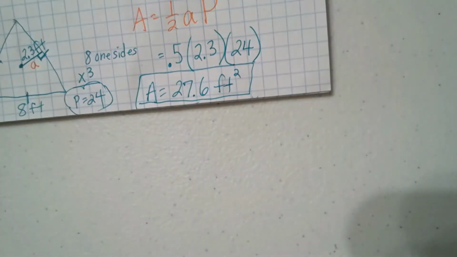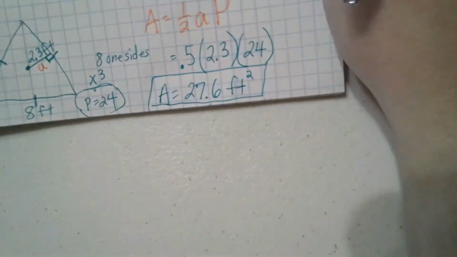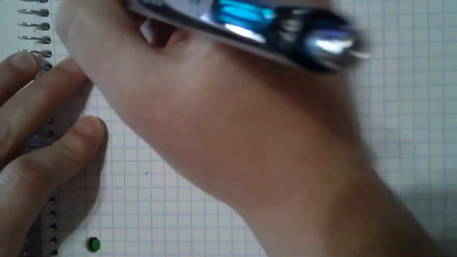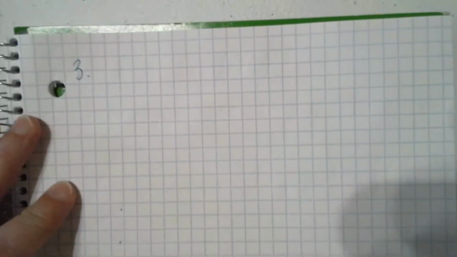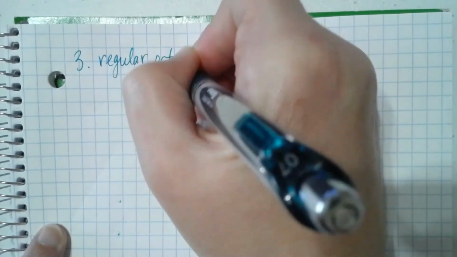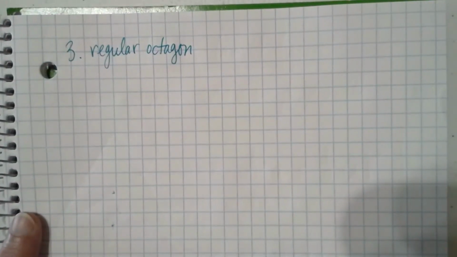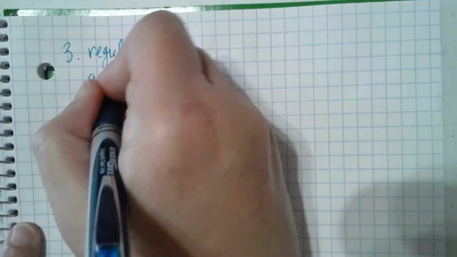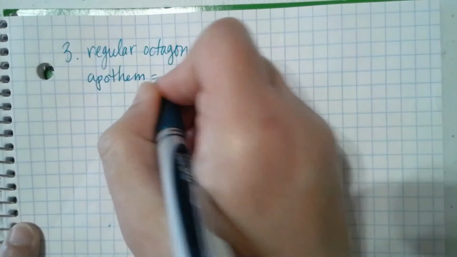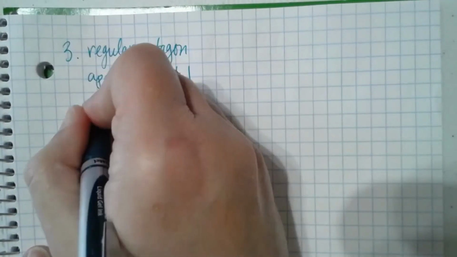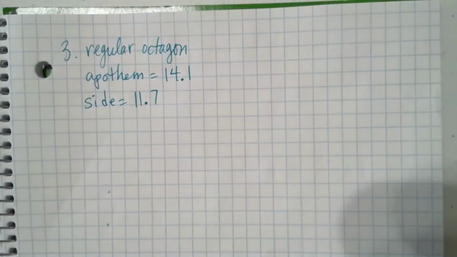Just like that. All right, so let's try one that doesn't have the picture. It doesn't really make it harder. It just kind of makes it different. So this is number 3. On this one, we're going to be given a regular octagon. The reason I like to do this as a word problem is so you don't have to see me try to draw a regular octagon, because that would be really awful. We're going to be told that the apothem is 14.1, and we're told that one side length is going to be 11.7.